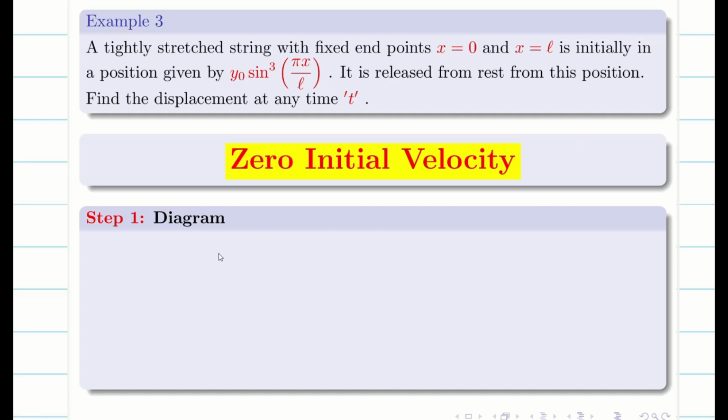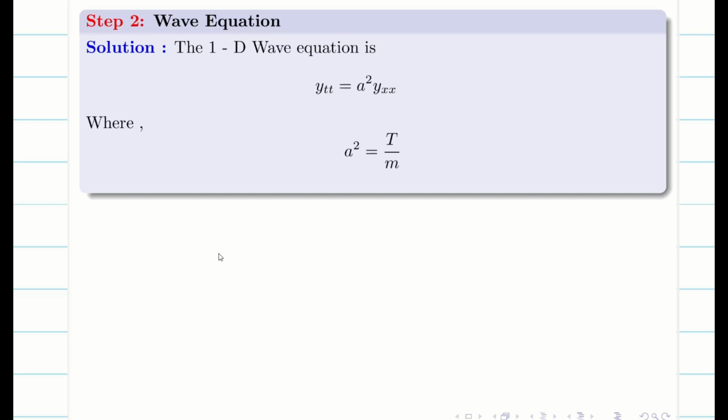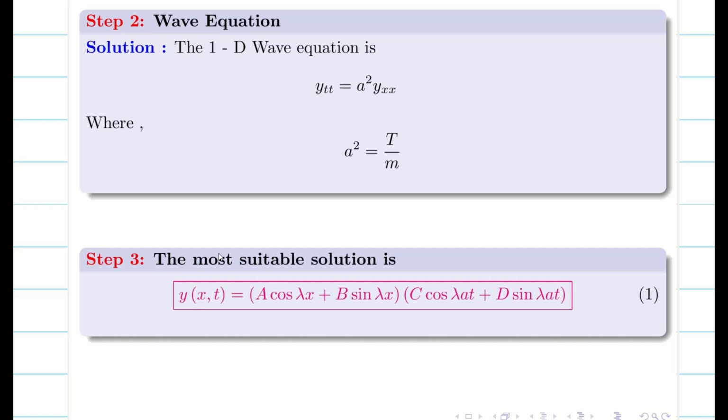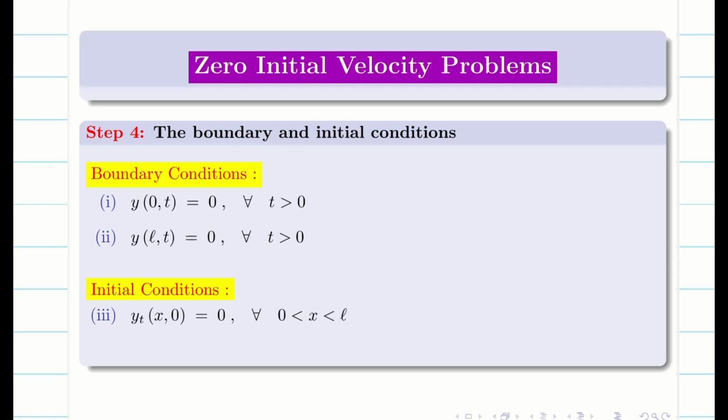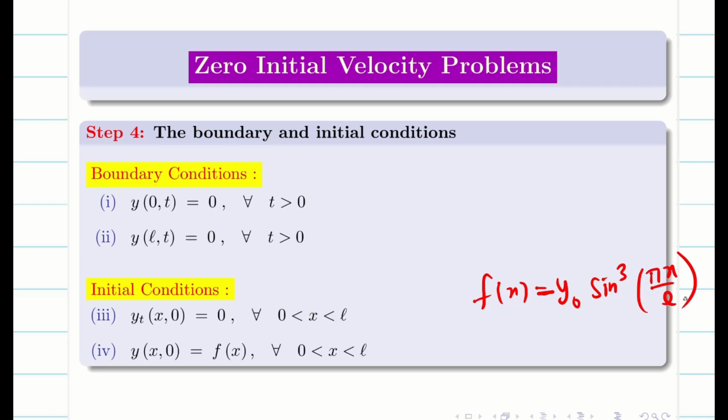So as usual, the diagram we can check from the previous problem. Wave equation: we have y double t is equal to a square y double x, where a square is equal to T by m. The most suitable solution, I am taking it as equation 1. Then the boundary conditions are y of 0, t equal to 0. y of L, t equal to 0. The third condition is zero initial velocity. Then the fourth condition is y of x, 0, that is my f of x. Here it is y0 sine cube(pi x by L), so I don't want to worry about it. I just keep it as f of x.